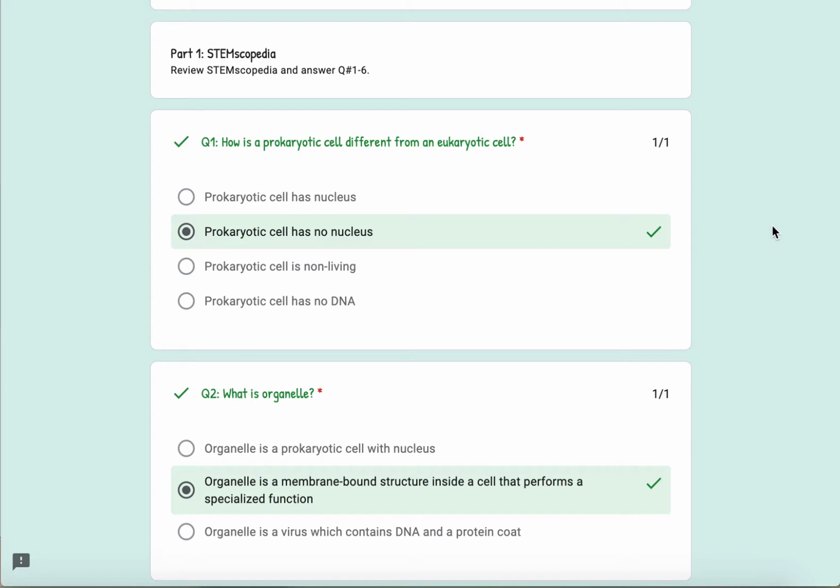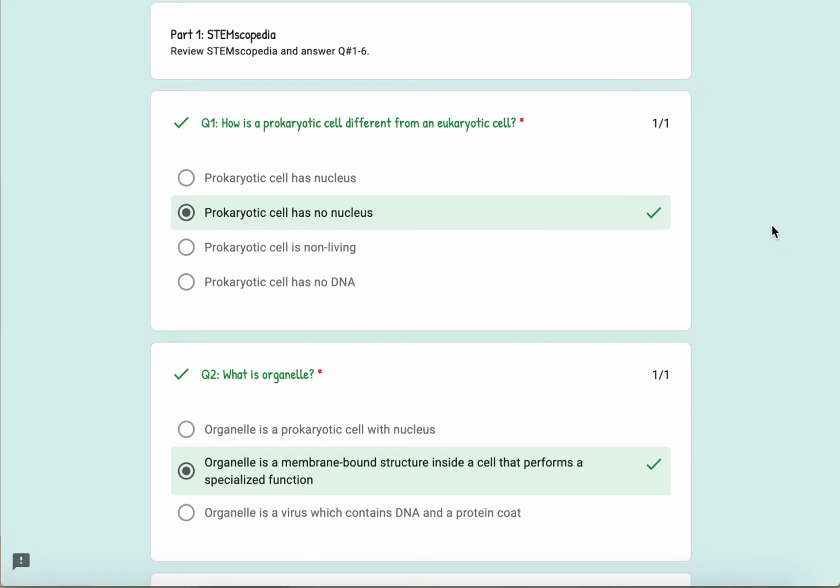Now with that, question number 2, what is an organelle? An organelle is a membrane-bound structure inside a cell that performs specialized functions. So we compare organs to organelles. For example, inside my body, I have a heart, I have two lungs, I have kidneys, I have a liver. All of those are organs that I have, but each organ has very, very different functions. In the same way, organelles are different parts that a cell has, but each organelle has a very specialized function.